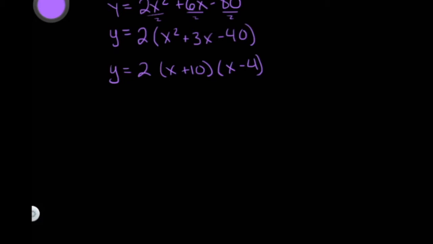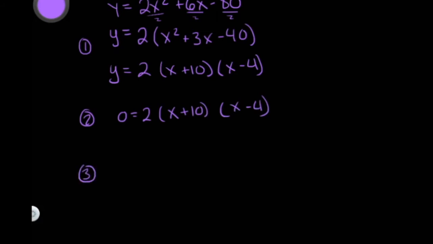So all of this here was step 1, right? Step 2 was to set y equal to 0. So for step 2, y is going to equal 0. So we're going to say 0 equals 2 times x plus 10, x minus 4. Step 3 was to isolate my x, right?